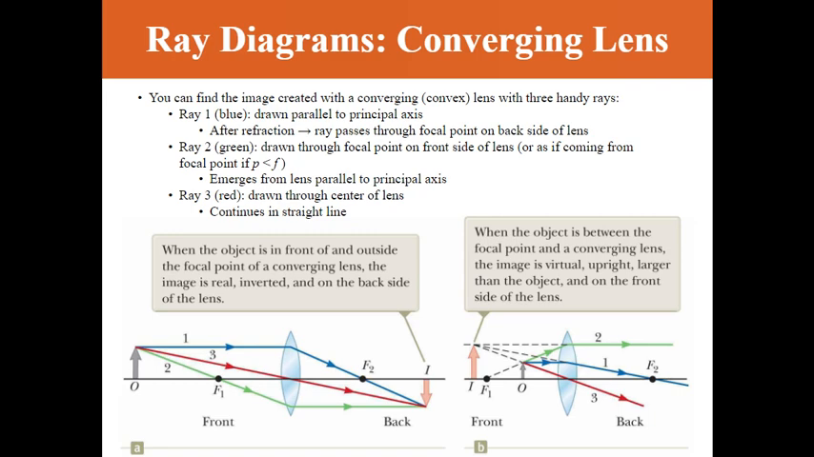Also, it's worth pointing out that for converging mirrors and lenses, when the object is far from the lens and the focal point, it'll create an inverted real image on the backside of the lens. When the object is between the focal point and the lens, it'll create an upright virtual image behind the object, and it'll be magnified. It'll be bigger than the actual object.